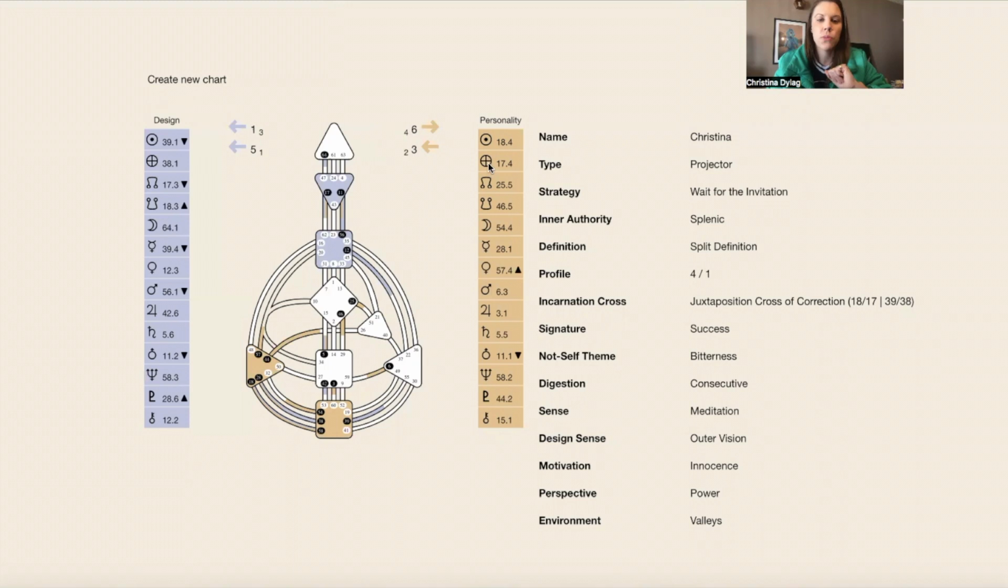So I think this part is really cool because the sun and the earth, and then the sun on the earth, and I'll get to this later, but those four placements make up basically your purpose. It's your incarnation cross in human design. North node, south node, the moon, Mercury, Venus, Mars, Jupiter, Saturn, Uranus, Neptune, Pluto, and your Chiron.